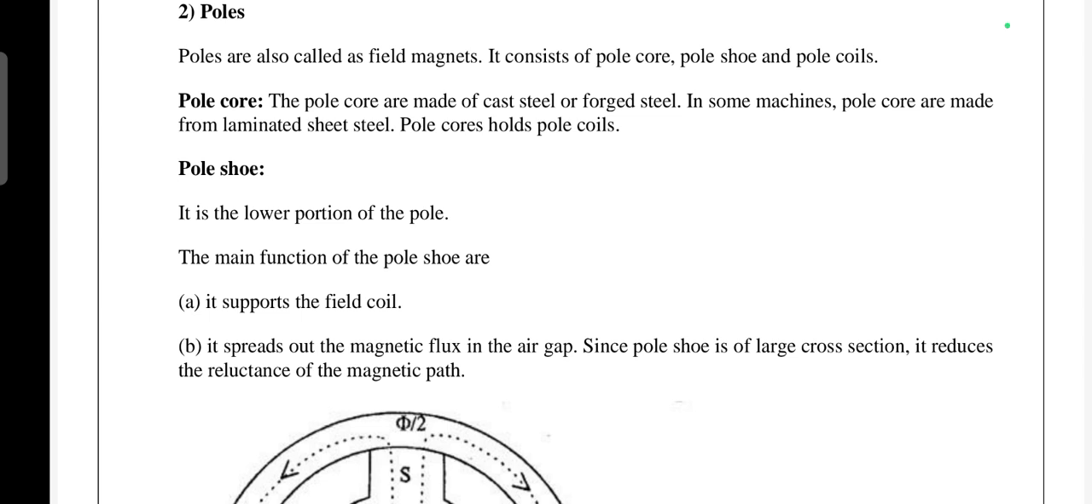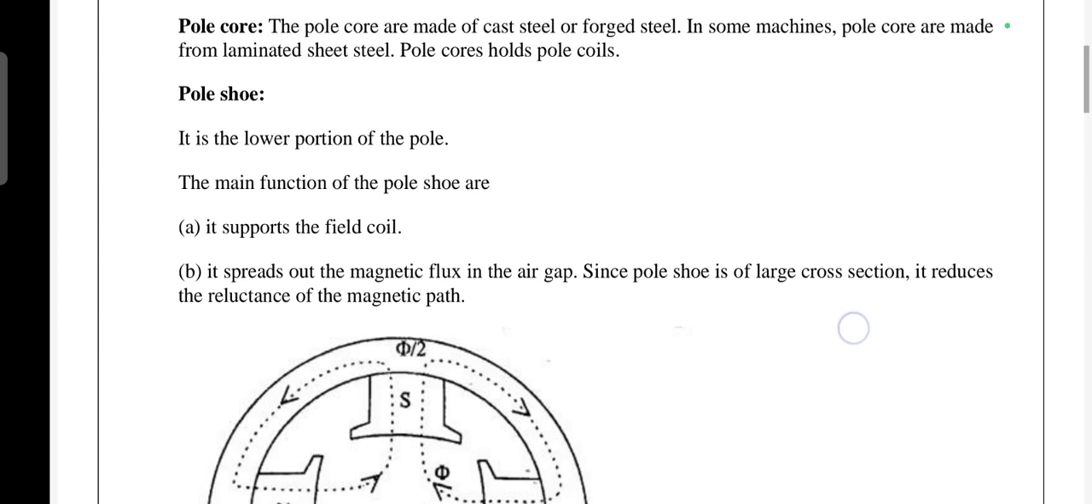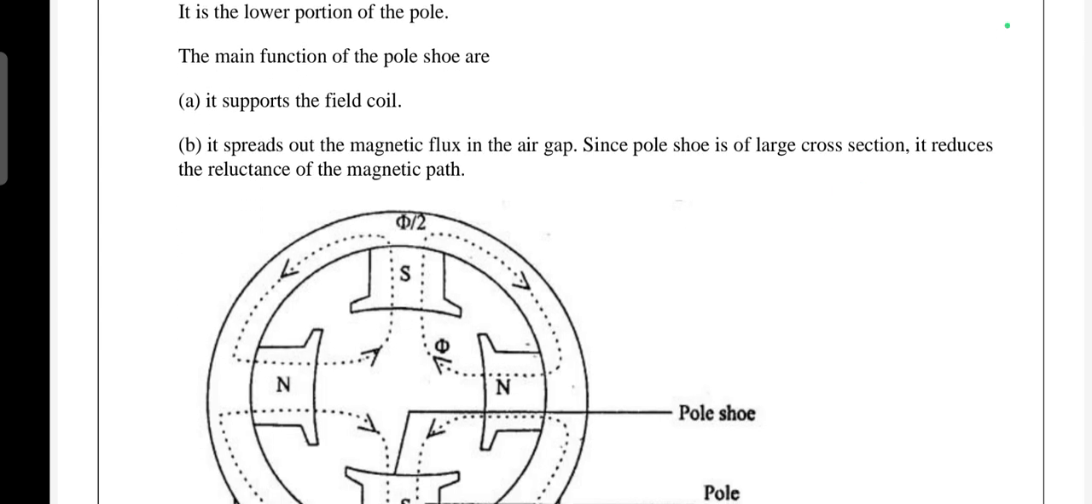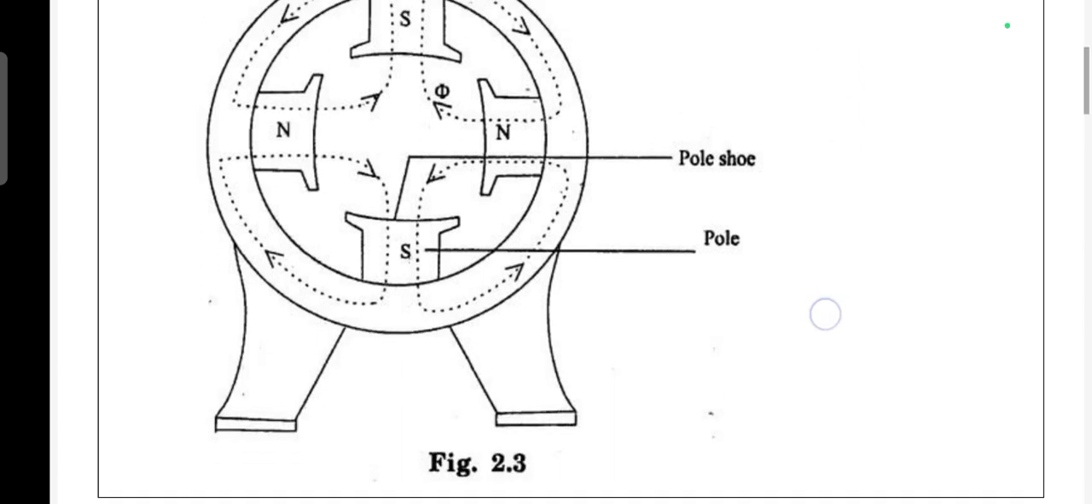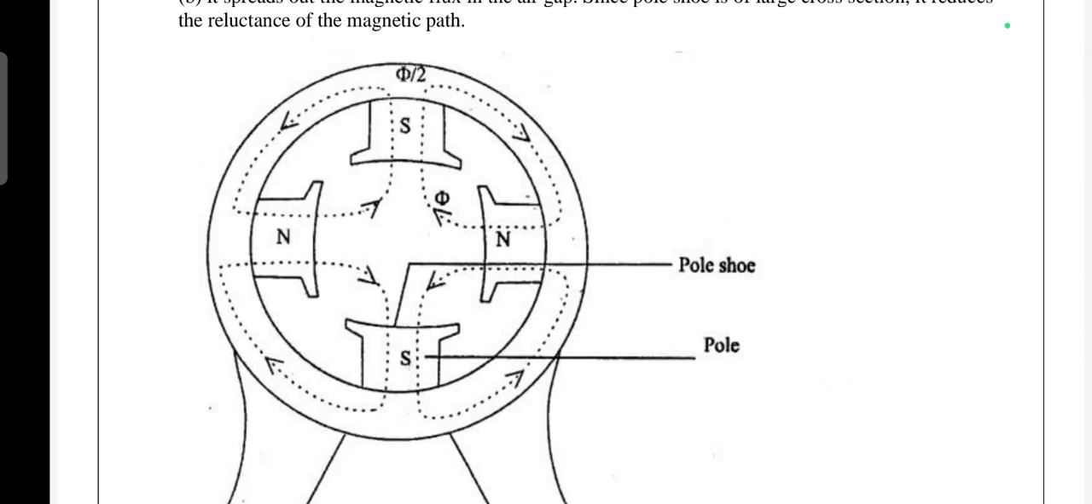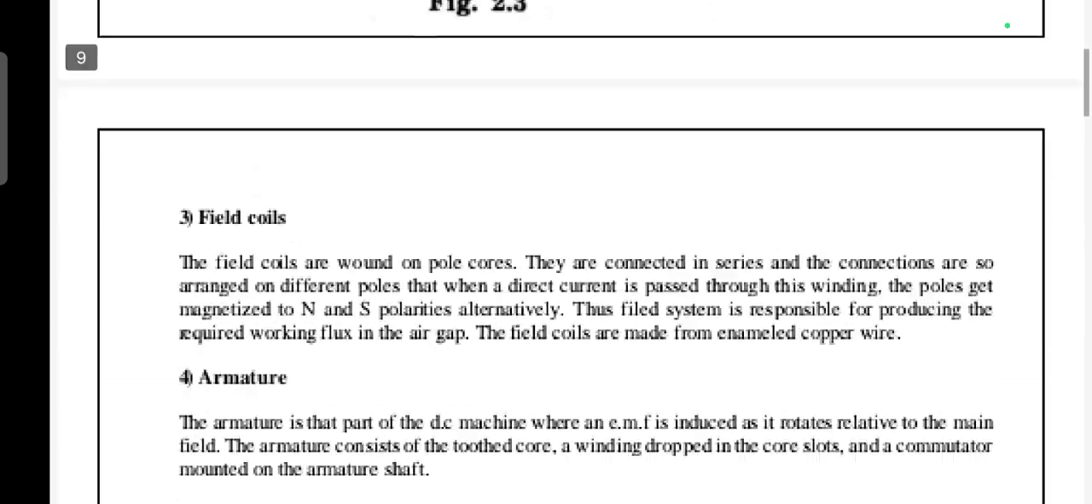And if the pole shoe is made up of a large cross section, it reduces the reluctance of the magnetic path. See, this is the pole shoe and the poles.